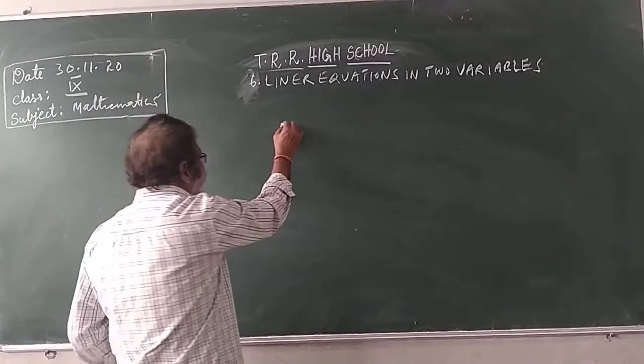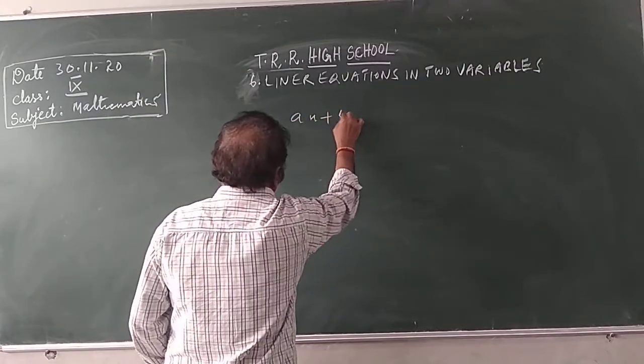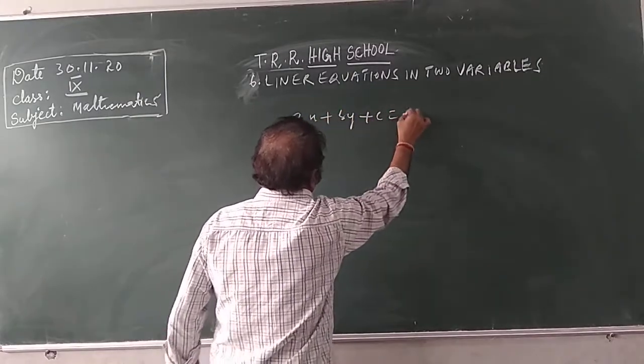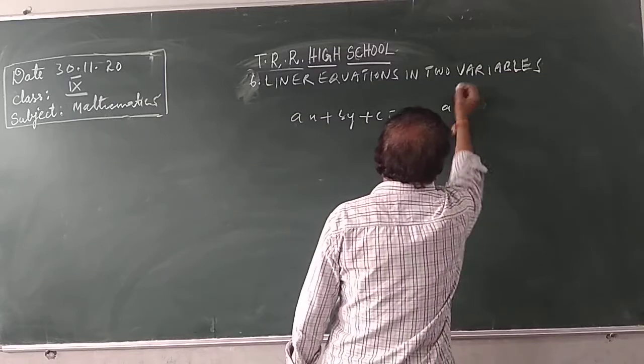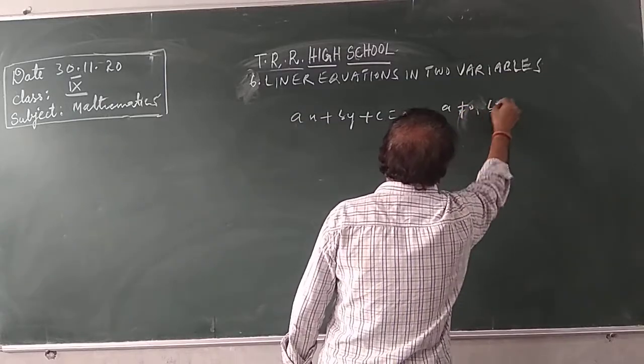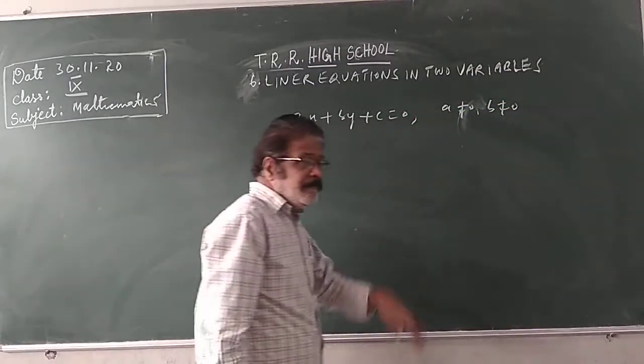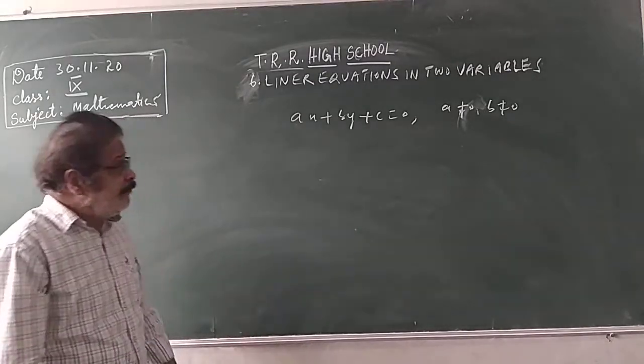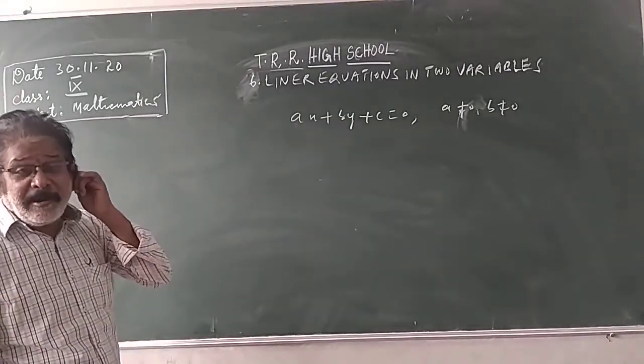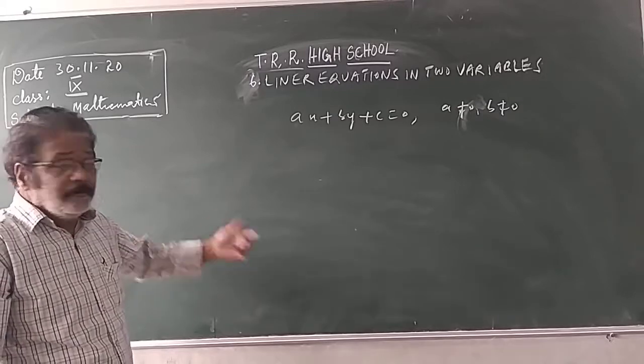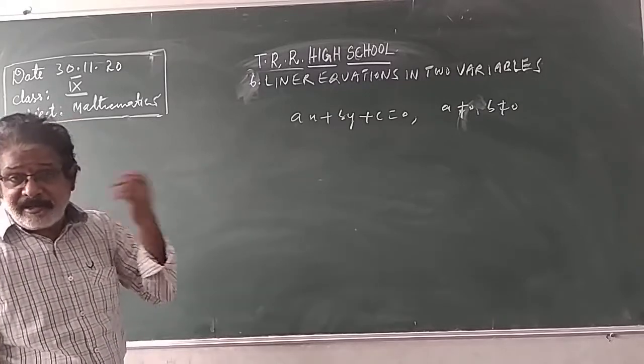What is the general form of a linear equation in two variables? ax plus by plus c equal to 0, where a is not equal to 0 and b is not equal to 0. This is the general form of a linear equation in two variables. And we verified whether the given points are solutions or not, that also we checked in the last class.